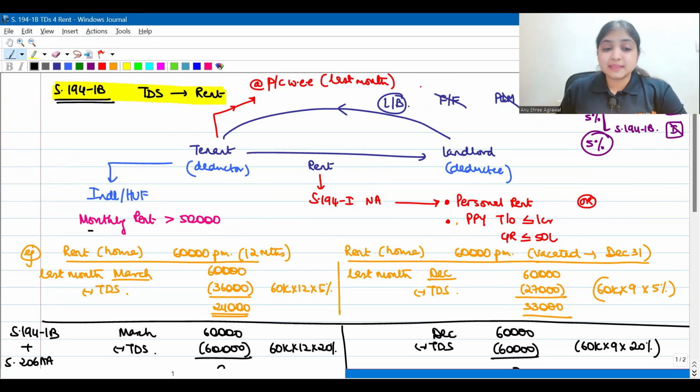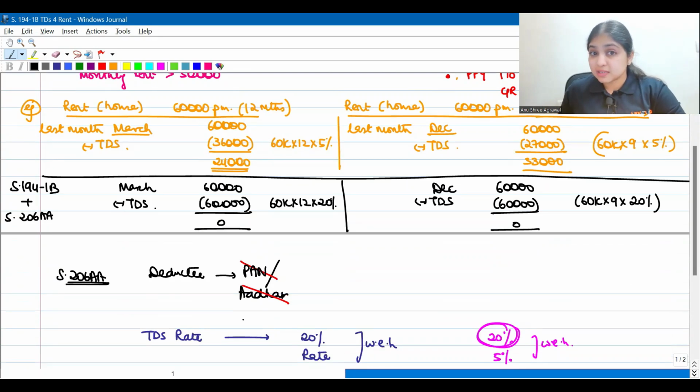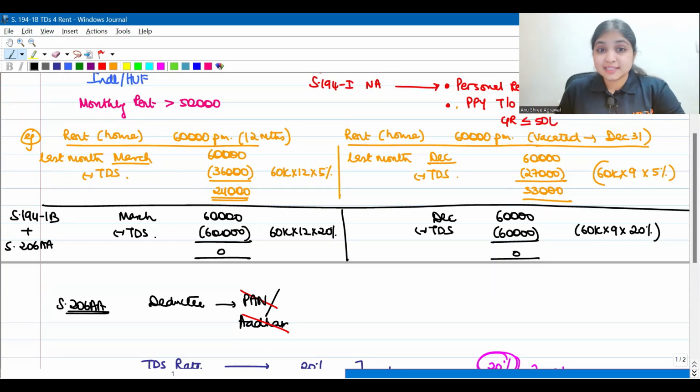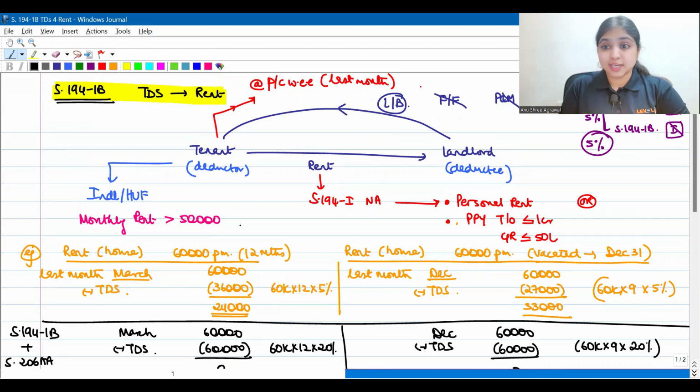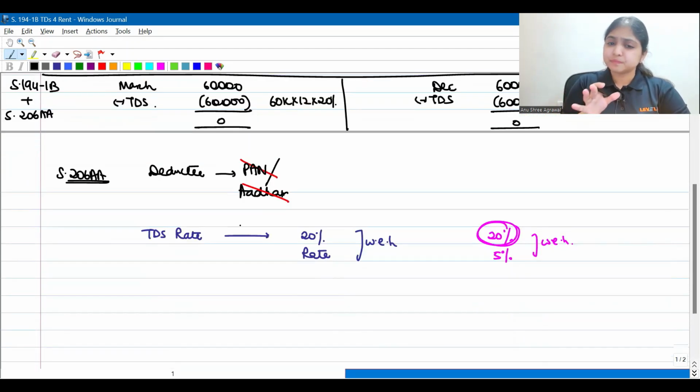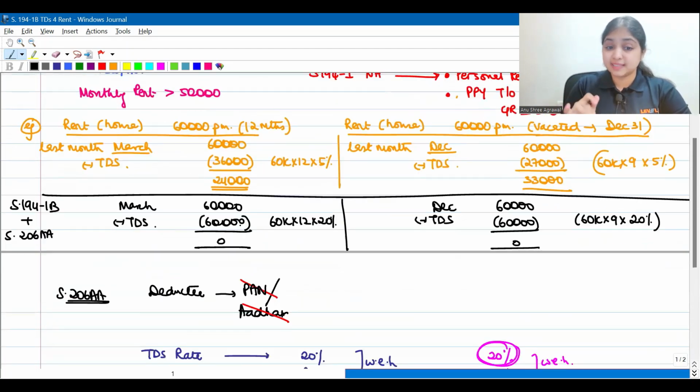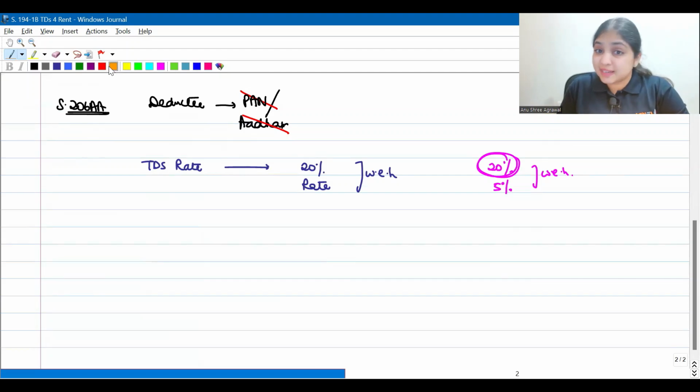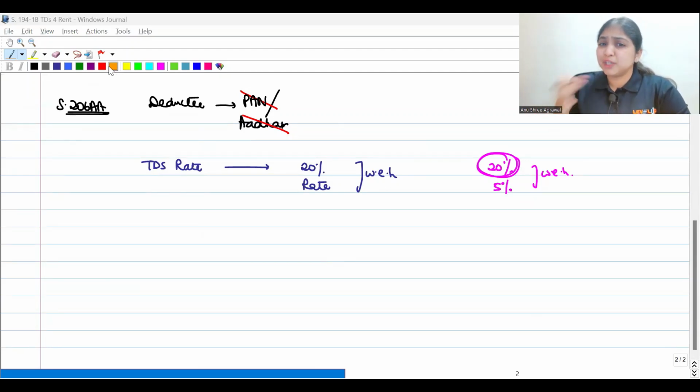Right, guys? The monthly rent has to be more than 50,000. Right? And then the last conclusion that we learned was the TDS under 194 IB should not be more than the last month's rent. If the TDS is more than the last month's rent, then we will restrict it to the last month's rent. Okay, this is it about section 194 IB. Now listen to the next point, the next discussion. Under 194 IB, there is actually one more point, but you guys are already aware of it, so we don't have to spend too much time.